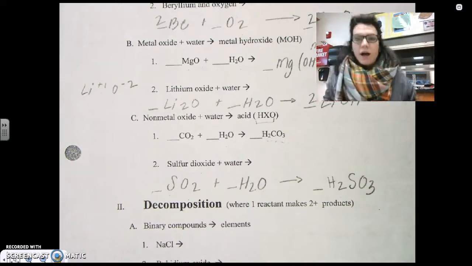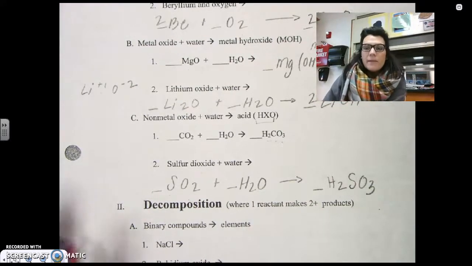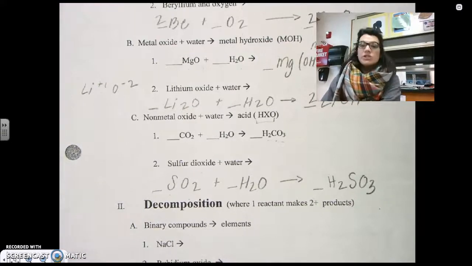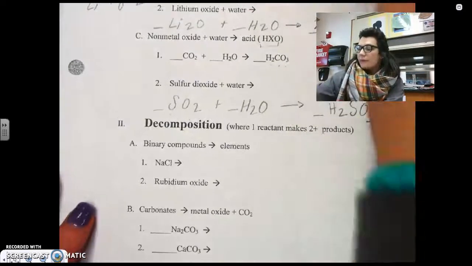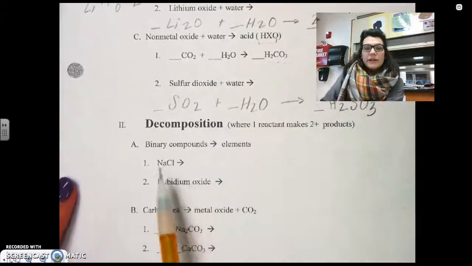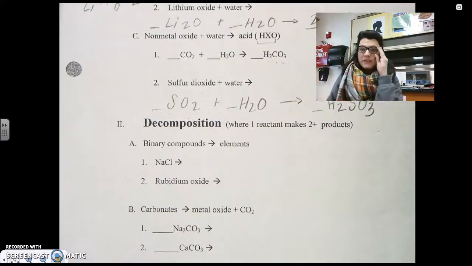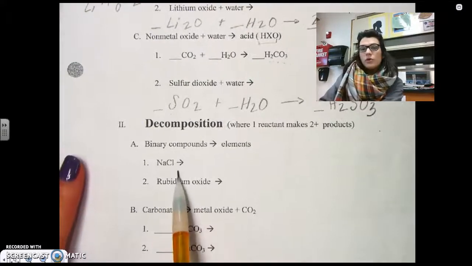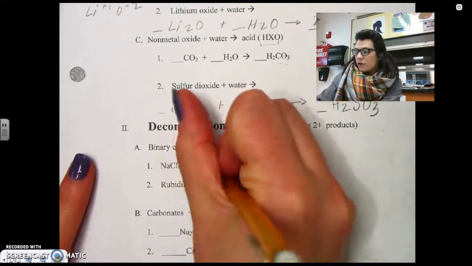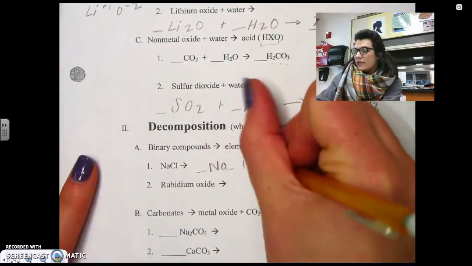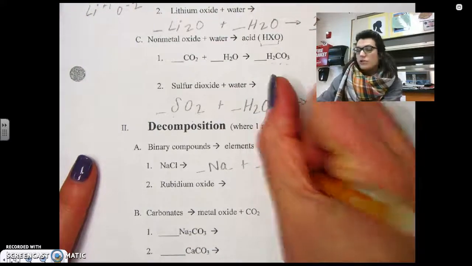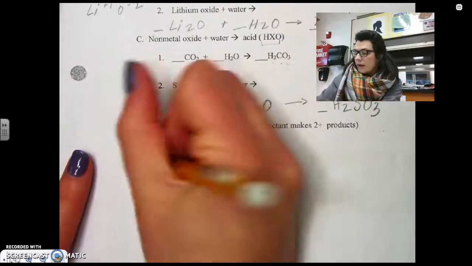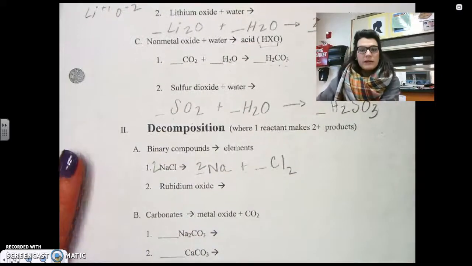The second type I'm going to talk about is the decomposition, okay? Which is just going to be opposite that of synthesis, okay? So we have binary carbonates and chlorates here. So the first one we're going to look at is a binary compound breaking apart into its elements, okay? So for example, sodium chloride is going to break into sodium plus chlorine. Well, what do you need to remember about chlorine? It's a Hofbrinkel. So I need to put a 2 right there, okay? And then I need to balance. So a 2 here and a 2 here will balance out.